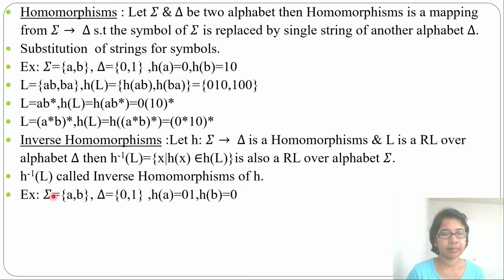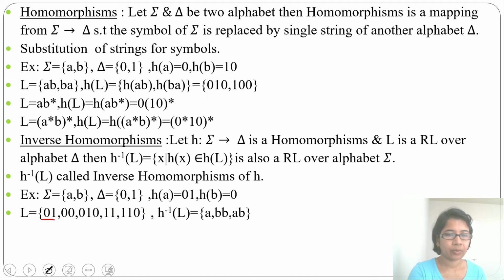Let's see an example. Here sigma is {a, b}, delta is {0, 1}, h(a) is 01, h(b) is 0. Now the language will be in this format. We'll find the inverse in the format of a and b. Let the language equal {01, 00, 010, 11, 110}. We are doing inverse homomorphism. Now the language is over delta, and we'll find it over sigma, over a and b.